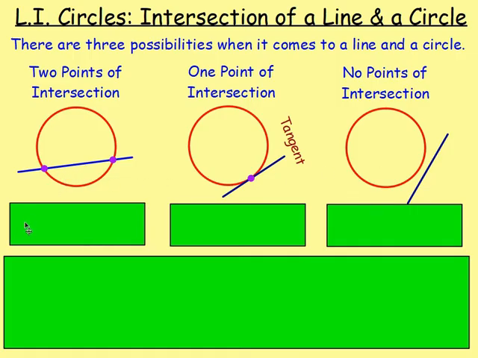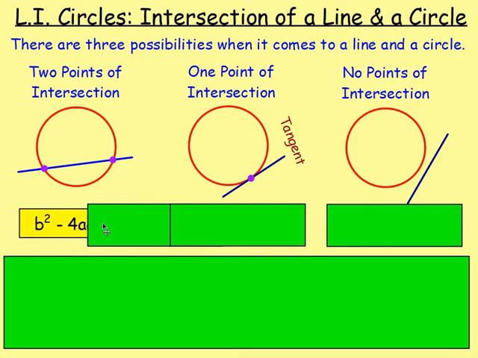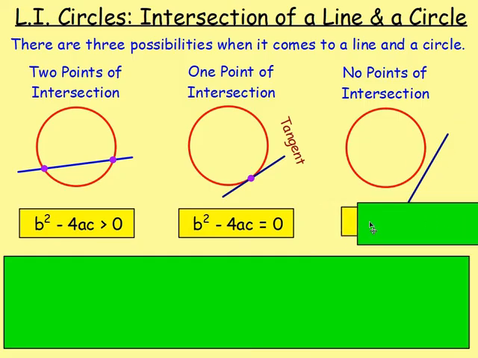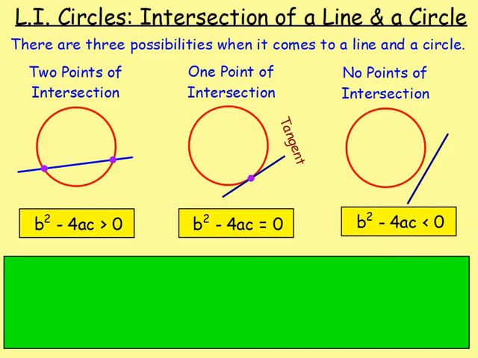So if there are 2 points of intersection, then b squared minus 4ac must be bigger than 0. If there is just 1 point of intersection, b squared minus 4ac equals 0. And if the line does not touch the circle at all, then b squared minus 4ac will be less than 0. Obviously for this, we need a quadratic in order to use the discriminant.